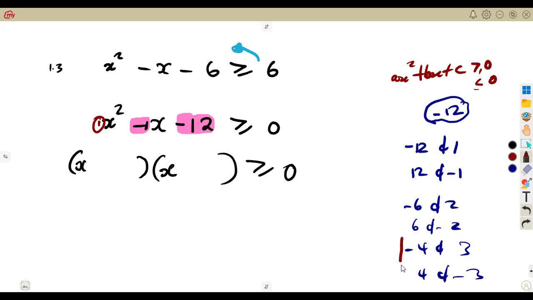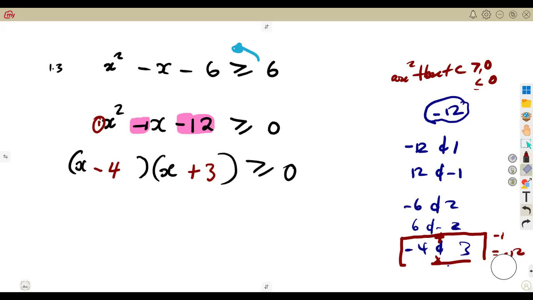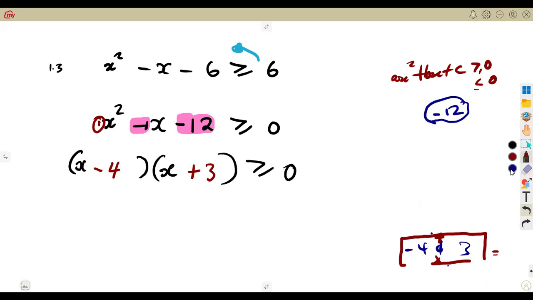You see it was happening between this minus 4 and 3. Truly, if we multiply these, we're going to get a minus 12. But if we add minus 4 plus 3, it gives us a minus 1. So these are the numbers that we are going to need here. A minus 4 and a plus 3. So we're going to have x minus 4 and x plus 3. So we can now determine our critical values.